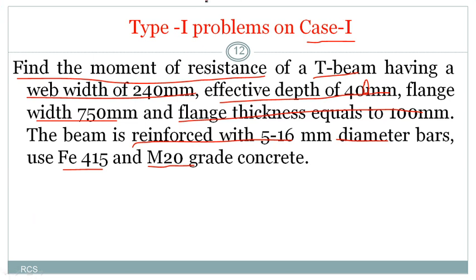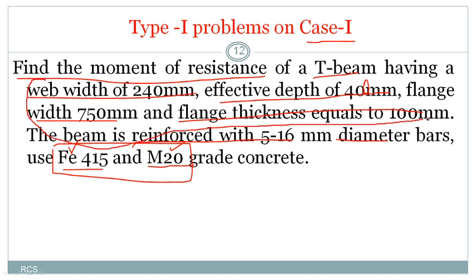In the type 1 problem, what will they give? They will give the material properties, like what type of material we are using, what the grade of concrete is and the grade of steel we are using. So they are giving the material properties Fe415 and M20. Then they will give the sectional properties, meaning the dimensions of the T-beam. So this part of the problem will give you what? The sectional properties of that. So what is that?